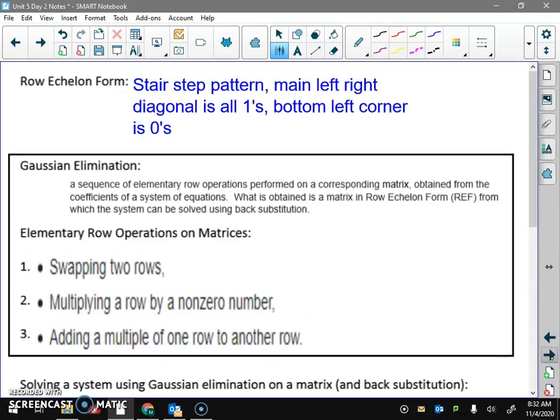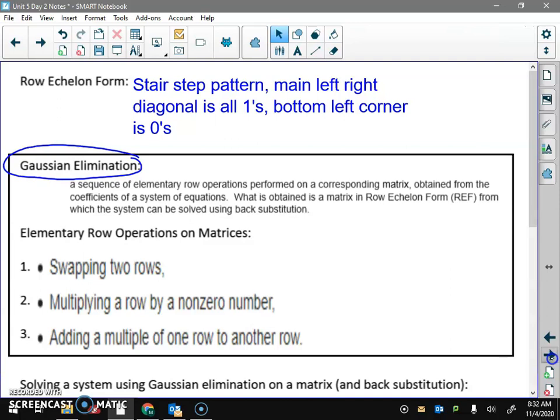The process we're going to use is called Gaussian elimination. And let's read it. A sequence of elementary row operations performed on a corresponding matrix obtained from the coefficients of a system of equations. What's obtained is a matrix in row echelon form from which the system can be solved using back substitution. Back substitution sounds like what we started class with today.